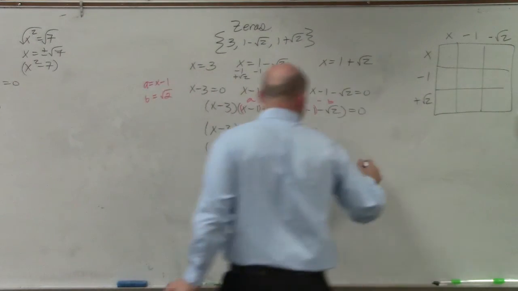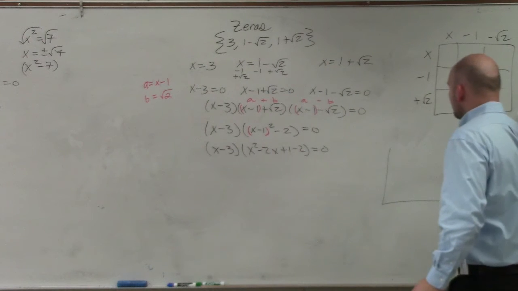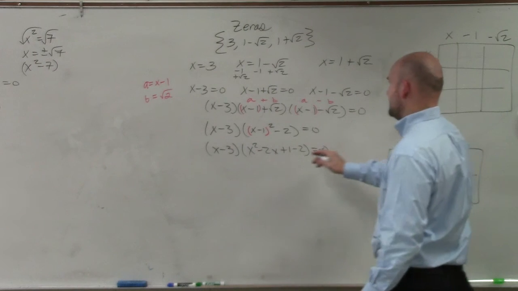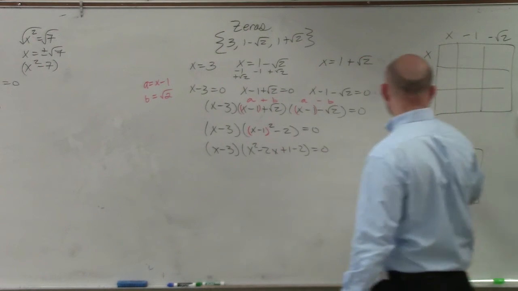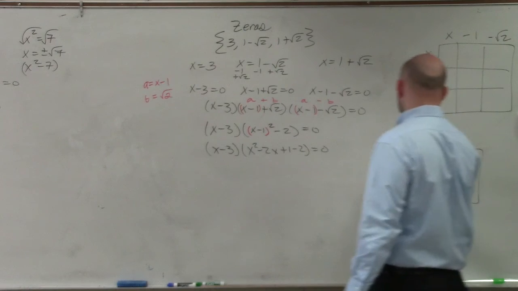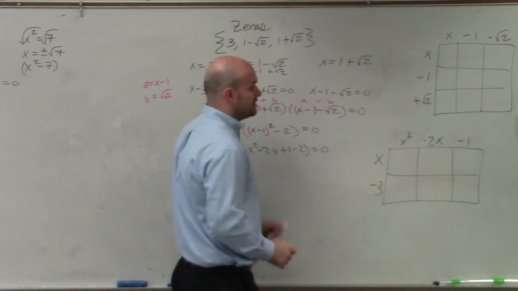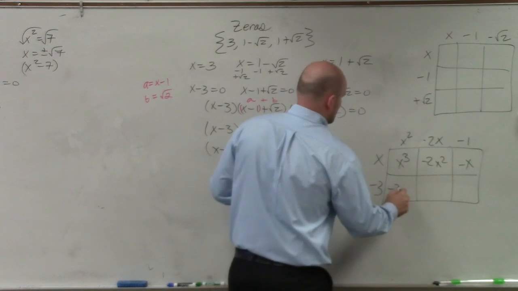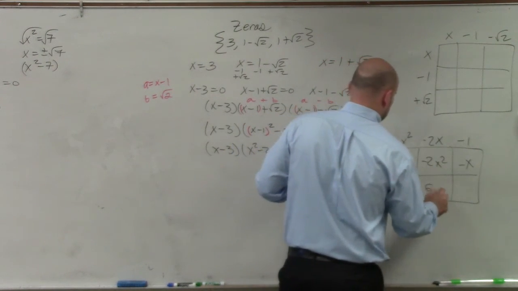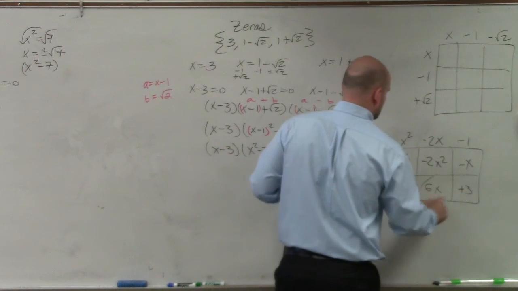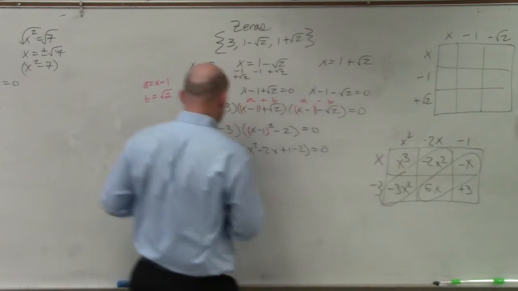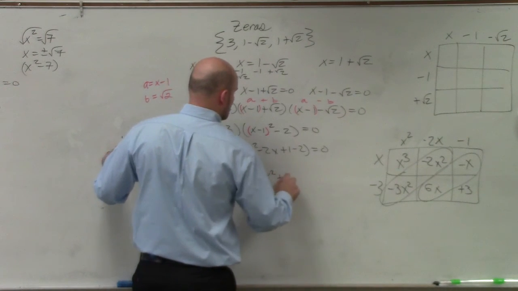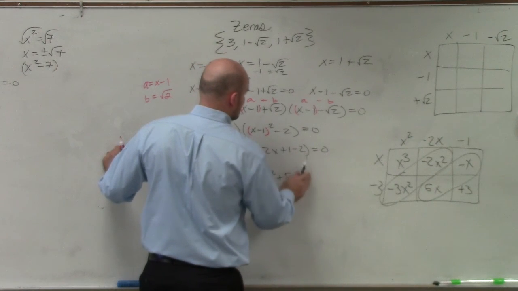Then I'd use the box method to multiply a binomial times a trinomial. So I'd write x squared minus 2x minus 1, and this is x minus 3. Then I'd quickly multiply this, because I'm running out of time. And my final answer: y equals x cubed minus 5x squared plus 5x plus 3.